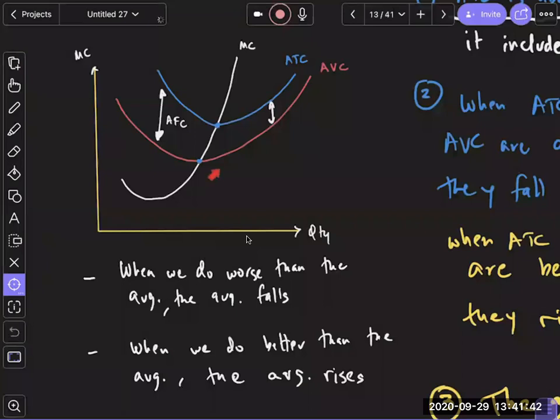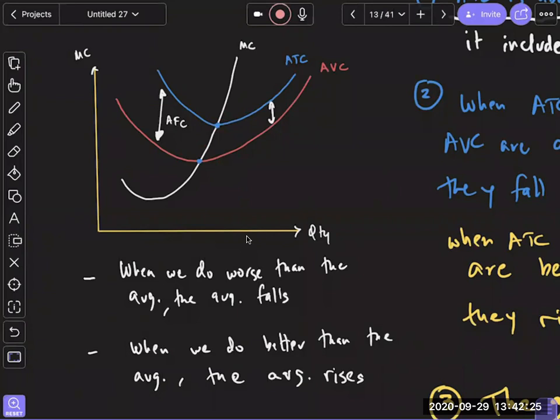So the idea is, remember the test score argument that we raised. If in your first test you get, let's say, 20, your average will be 20. In the second test, if you get, let's say, 24, your total will become 44. 44 divided by 2, your average will become 22. Why is your average going up? Because your average was 20, you did better than the average, so your average will go up. Make sense? Do you guys get that? So when MC is below ATC and AVC, it is pulling down the average. When MC is above ATC and AVC, it pulls up the average. Make sense?